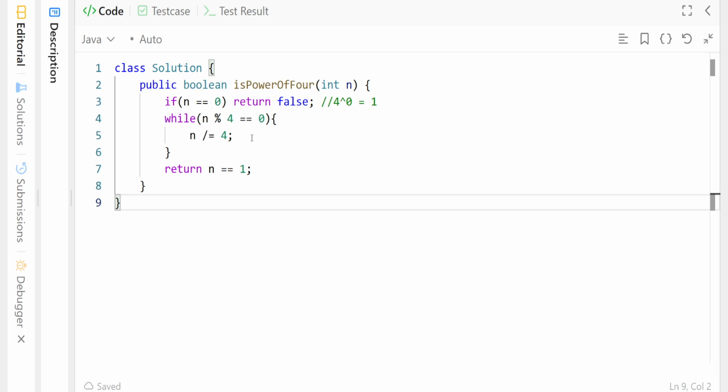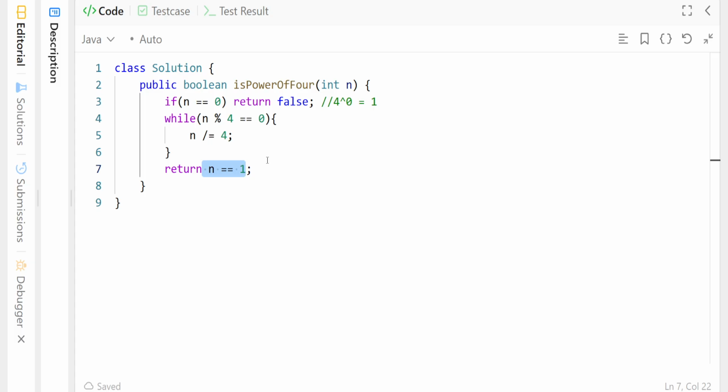Now think about, can we do this with any other approach? Yes, we can. If we pre-compute all these values, let's say 4, 16, something like that, all the powers of 4, and put them in some list, then you directly check if the list contains n, return true. That is very easy. Try by yourself and write the code in the comment section. I'll give you a thumbs up if you do that.